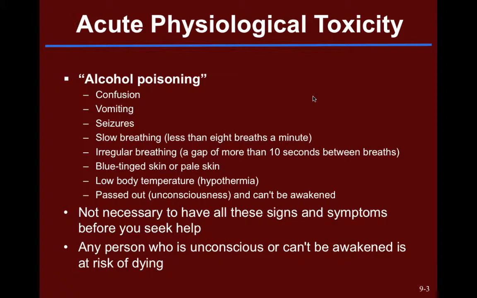So we have this phrase that we use, alcohol poisoning. It's not a technical term, but it's associated with this group of symptoms. Confusion, vomiting, seizures, slow breathing. That would be less than 8 breaths a minute if you're in a position where you're able to assess that. Irregular breathing, that's a gap of more than 10 seconds between breaths. Anytime you see somebody with blue-tinged skin or pale skin, that's a sign that they're not moving enough oxygen. Hypothermia, that low body temperature, remember the dilation of the peripheral blood vessels, and then unconsciousness, especially lack of arousal there. So all of these are associated with a dangerous level of alcohol toxicity.